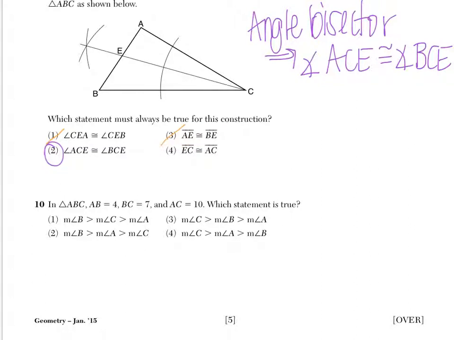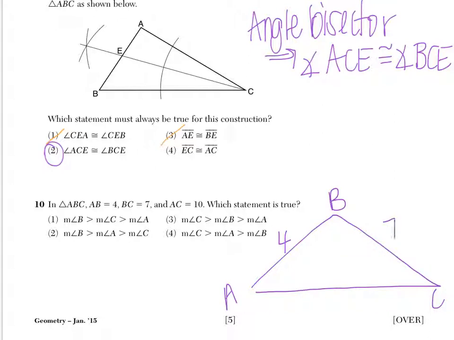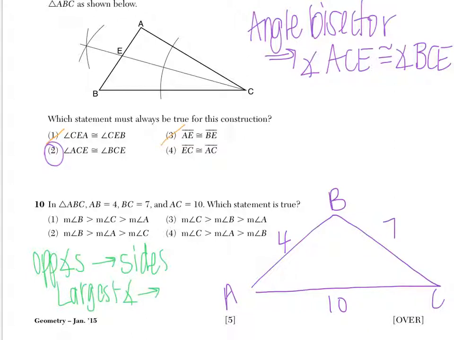Number 10 says in triangle ABC, the length of AB is 4, BC is 7, and AC is 10. Which statement is true? So what I'm going to do here is just sketch this triangle, ABC. It doesn't matter what kind of triangle you draw. A, B, C. AB is 4, BC is 7, and AC is 10. This is taking us back to the fact that the opposite angles are related to sides. And by this I mean that the largest angle is opposite the largest side.